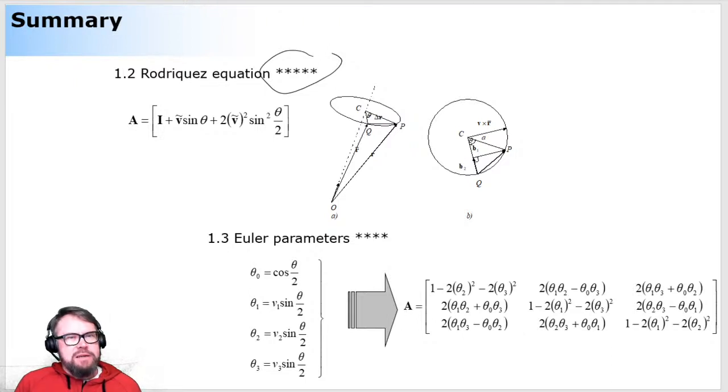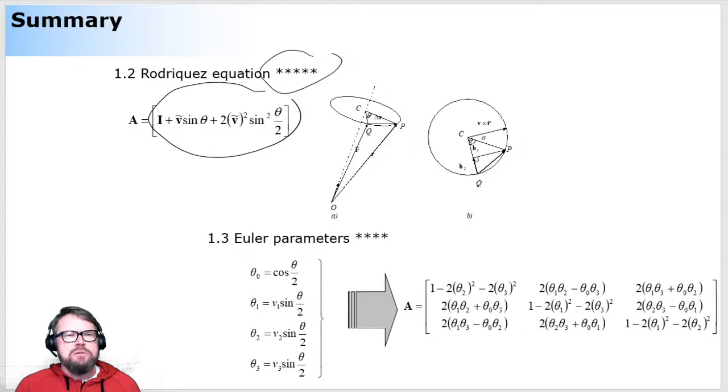Okay, then that was about the Rodriguez equation. Euler parameters are related to the Rodriguez equation. What you do in the case of Euler parameters is that certain components within this equation will have different name tags, and these name tags are called Euler parameters.